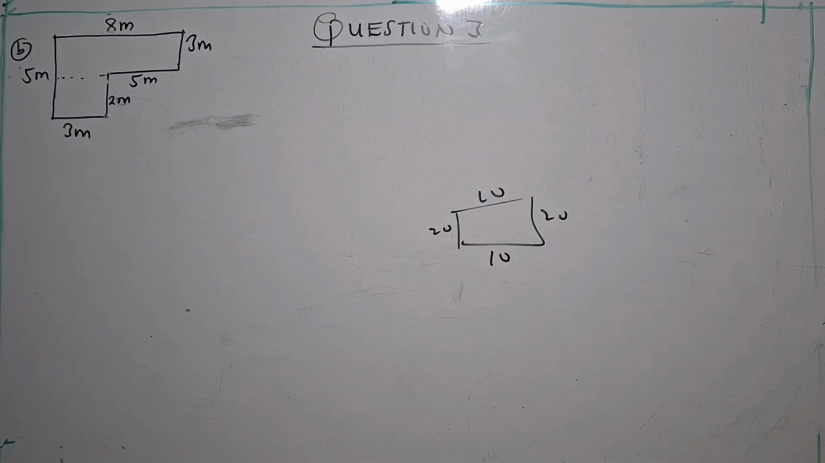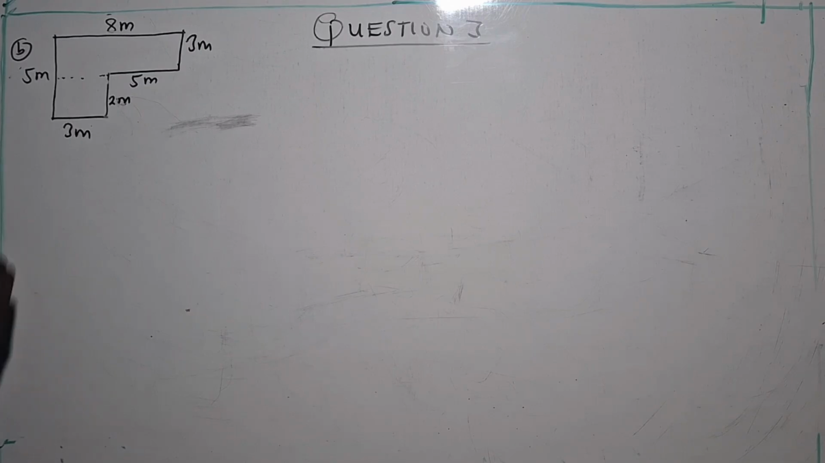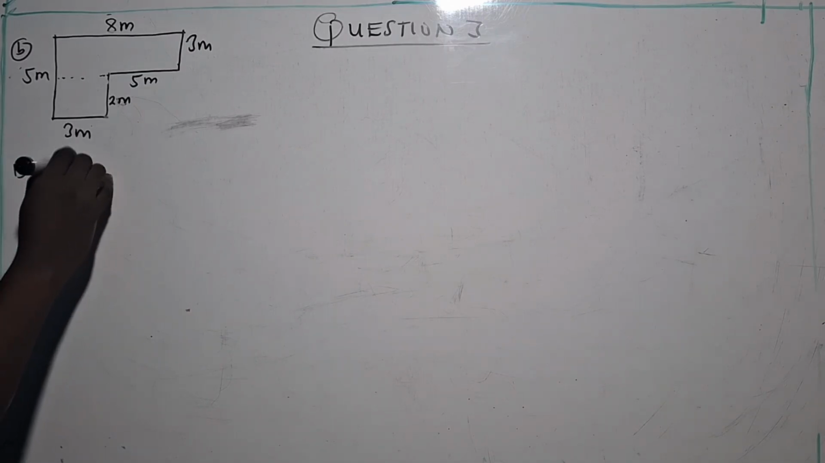2 meters, and that is all. So if you're able to know this, you can easily do your calculation. So first of all, let's find our perimeter.